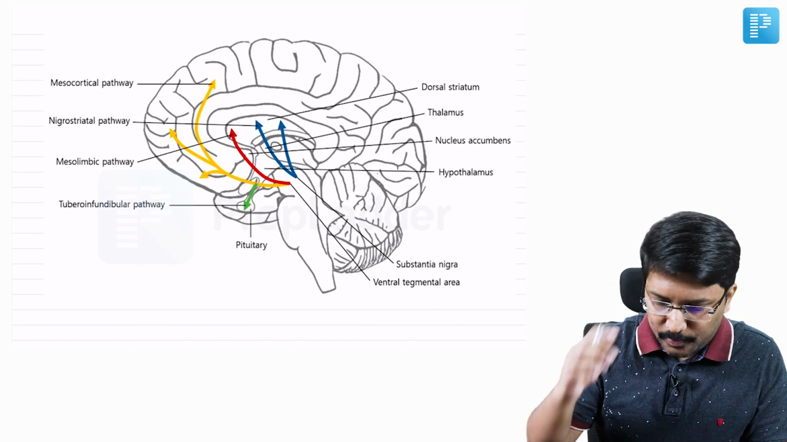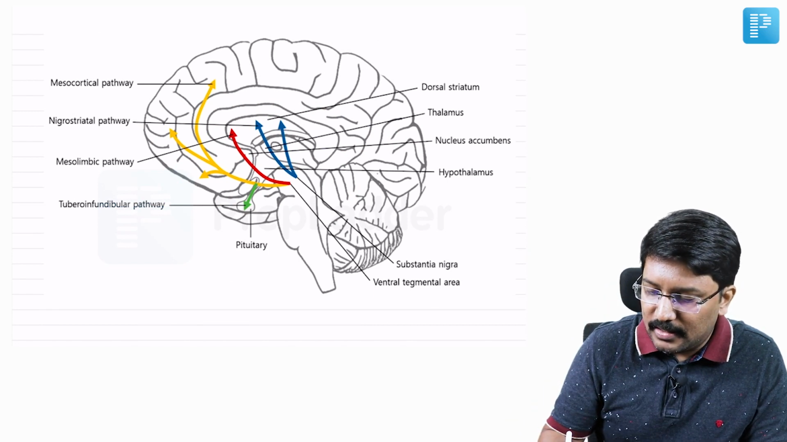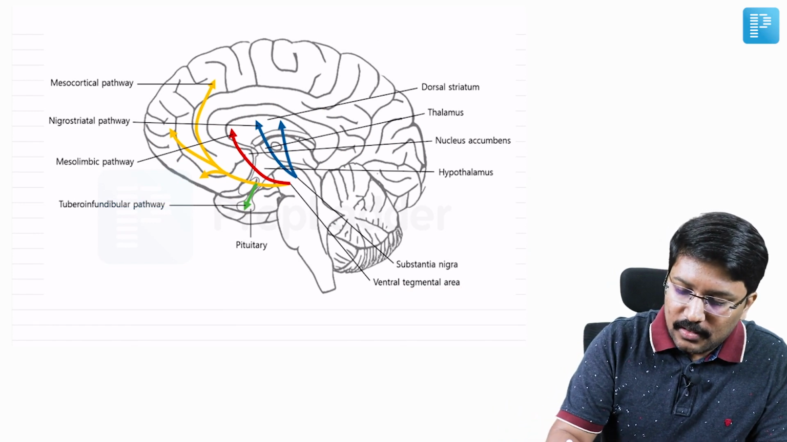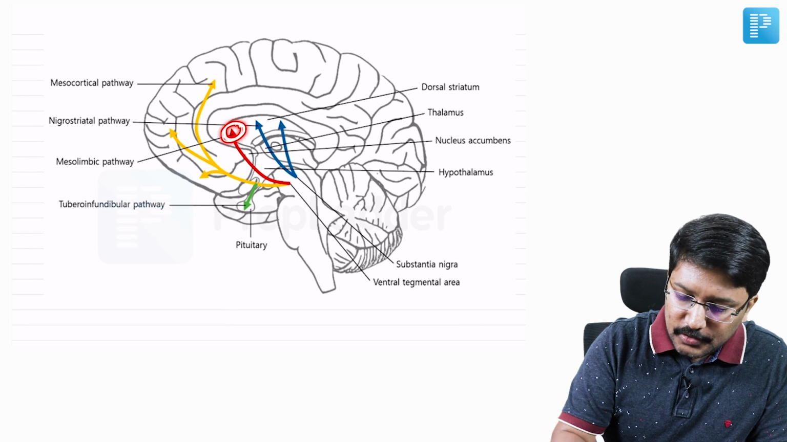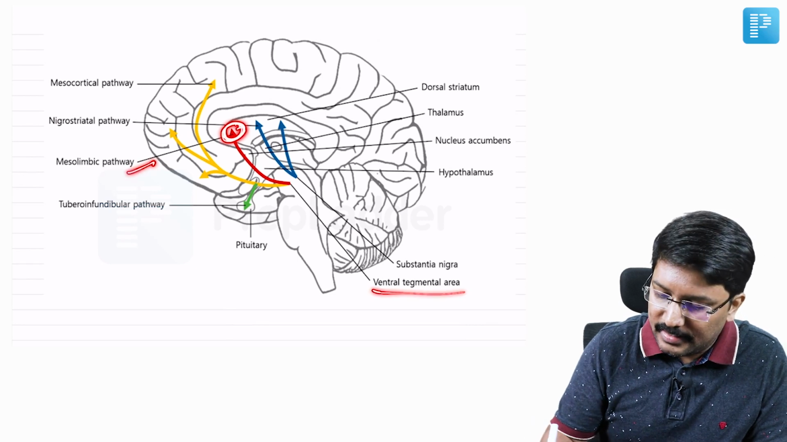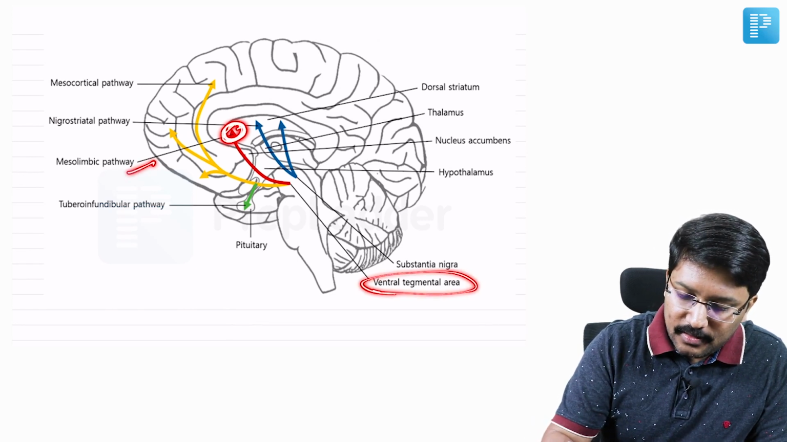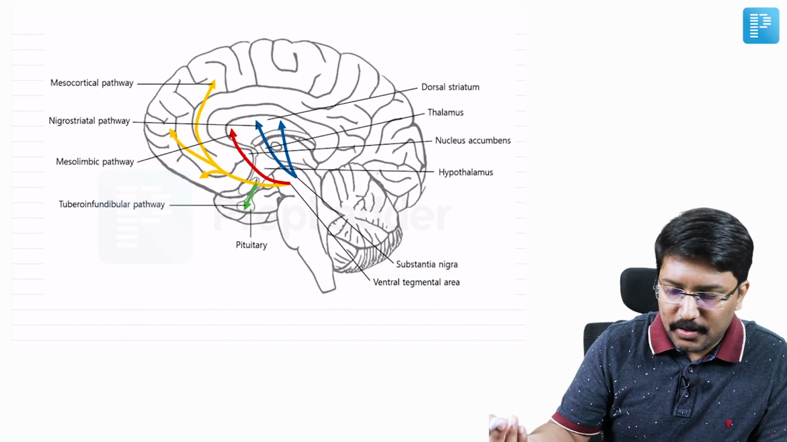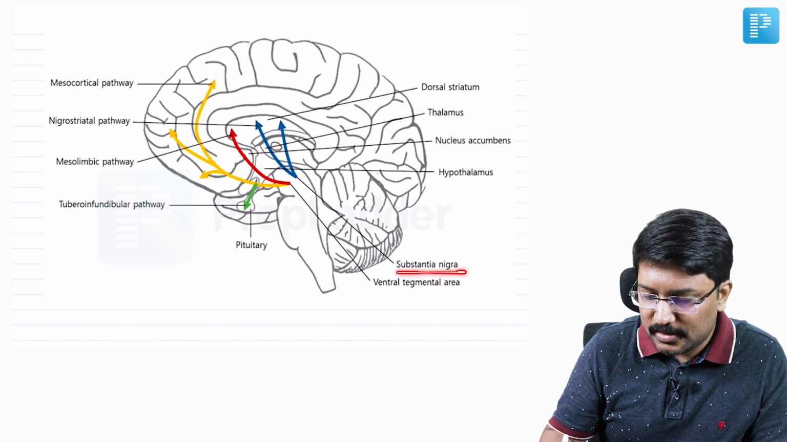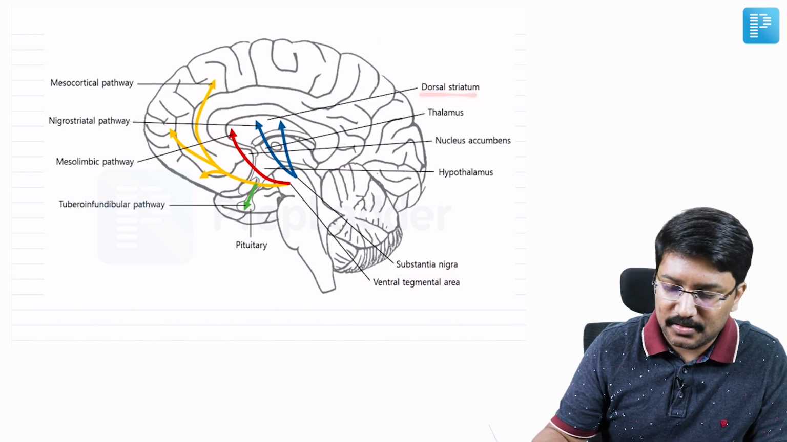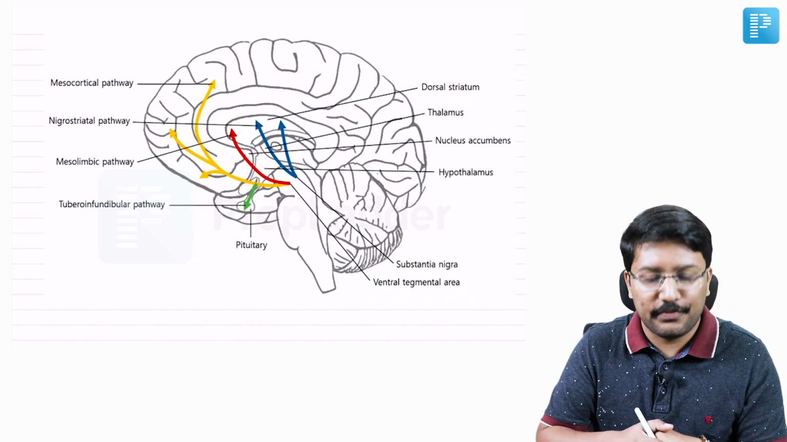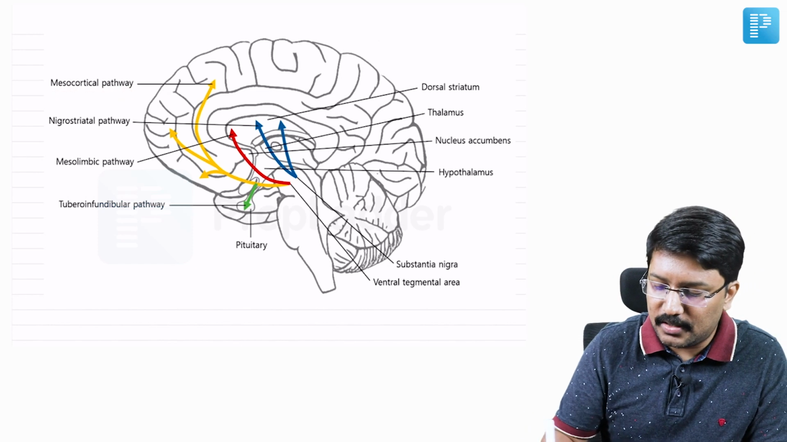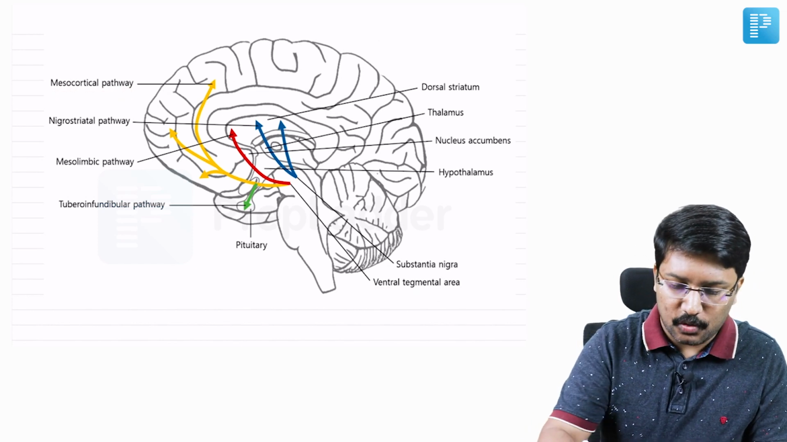Both the mesolimbic and mesocortical pathways begin at the ventral tegmental area of the midbrain. The mesolimbic pathway connects the ventral tegmental area to the ventral striatum, right? And we already know the other dopaminergic pathway, the substantia nigra to the dorsal striatum connection, the nigrostriatal pathway, which we are all familiar with. Then we have the mesocortical pathway that connects the cortex with the ventral tegmental area.